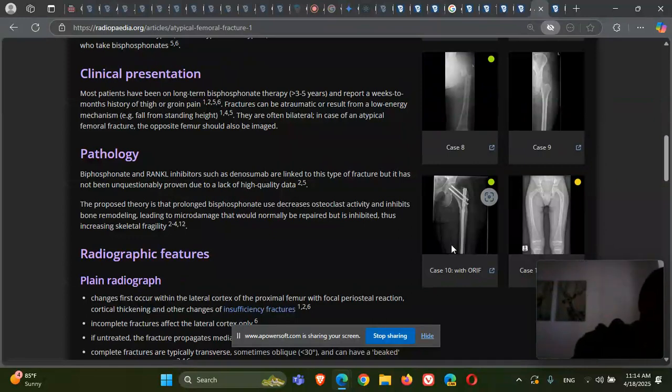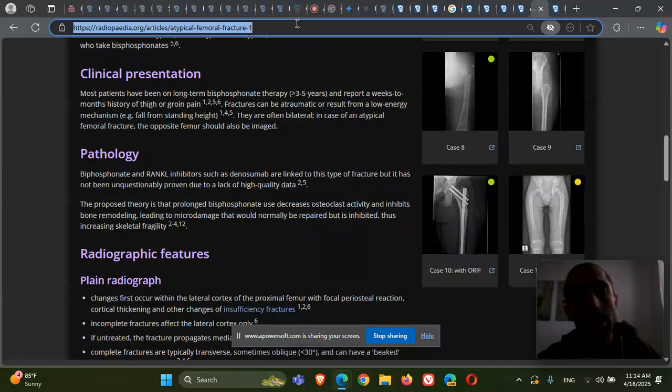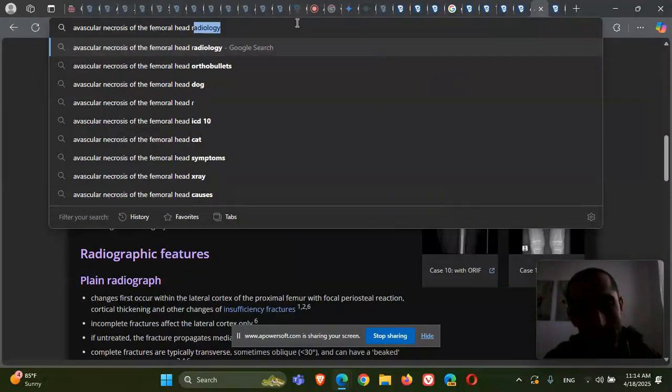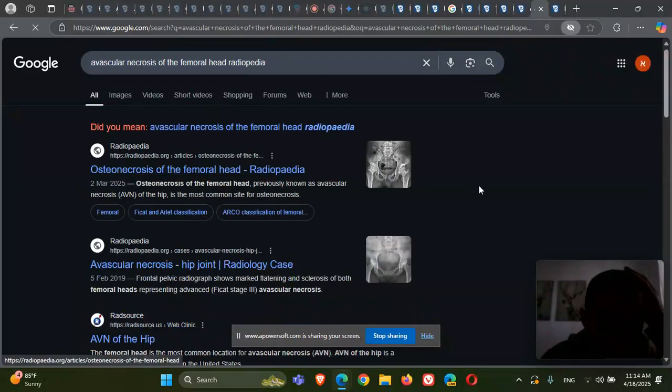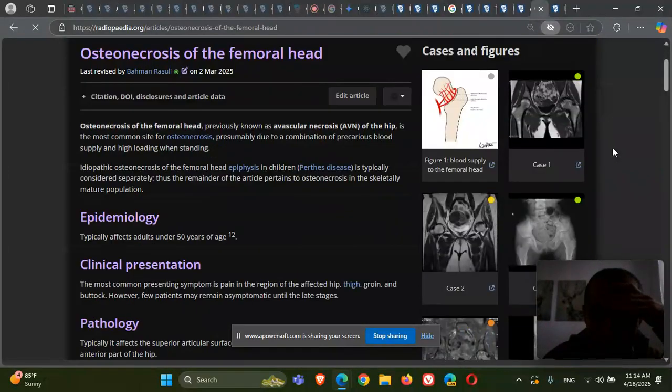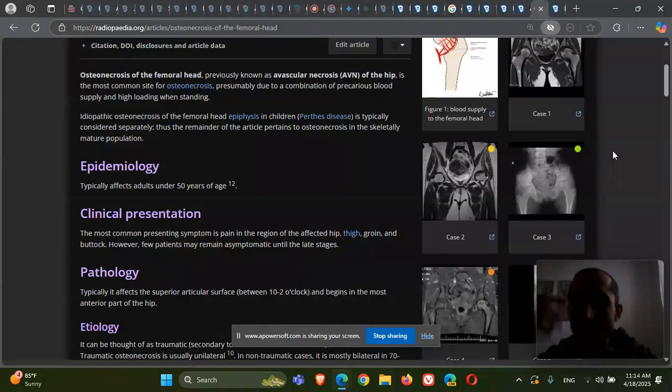Okay, now let's look at another thing. We talked about avascular necrosis of the femoral head. Osteonecrosis is another name for avascular necrosis. Again, we said that it may be traumatic, from intracapsular fractures, or it may be atraumatic, from something that may cause the blood supply to the femoral head to be not so good.